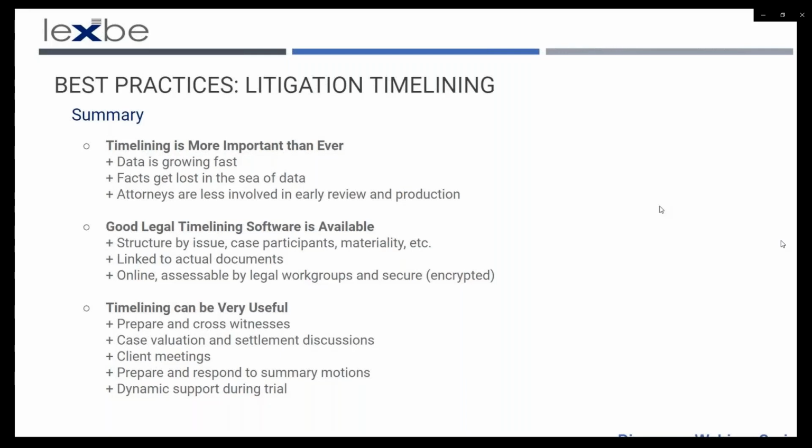And how do we do that? We use good timelining software like Lexbe. It must be accessible to the entire team. It must be secure, and online is preferable so that it is accessible to everyone at any time. You must be able to structure it by issue, key players, and materiality of the facts. You must also then be able to link all of those facts and issues you've created to actual documents so that once you've completed that timelining process, you can access those documents and use them in all of the examples that I've provided.